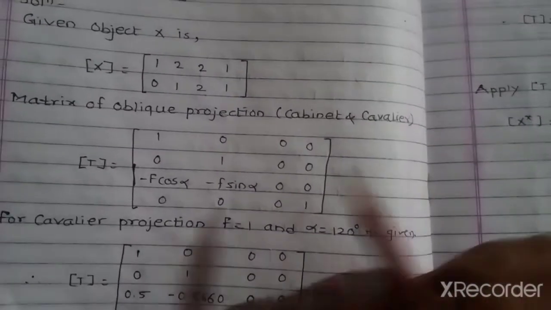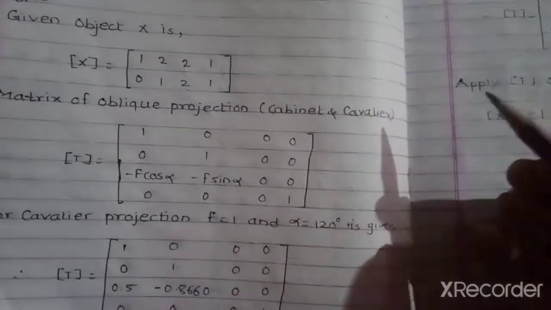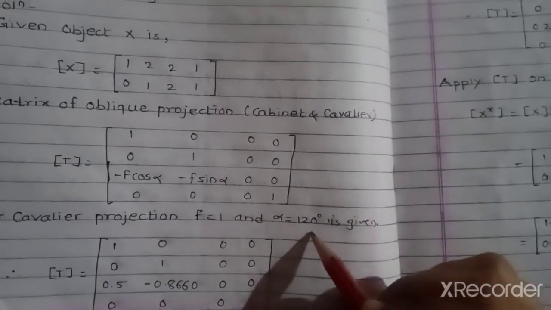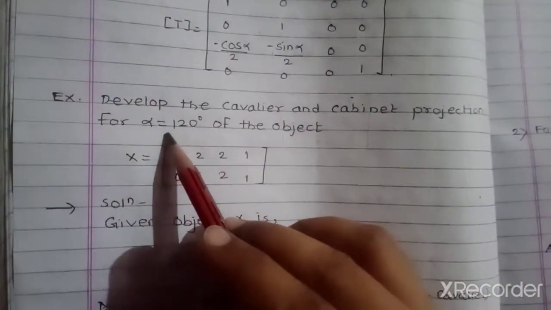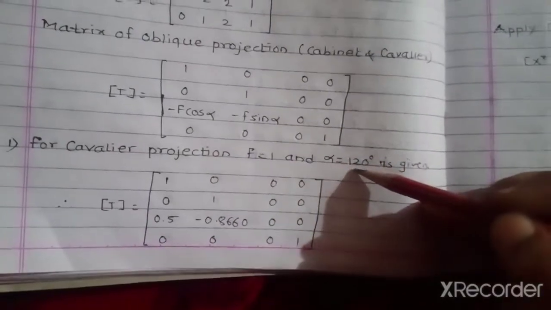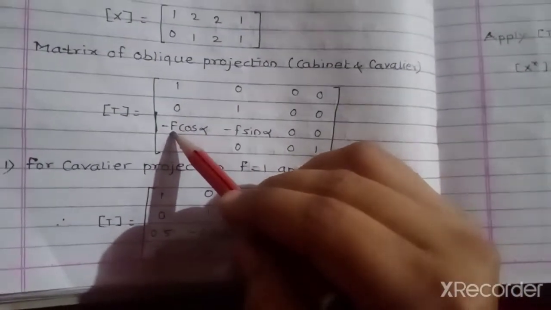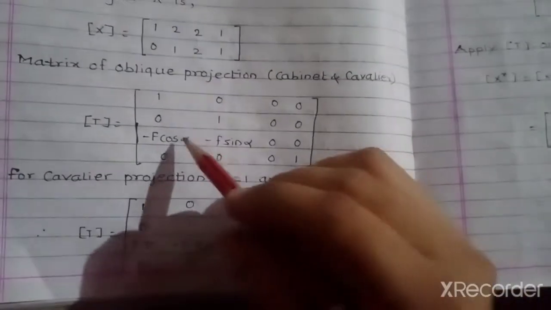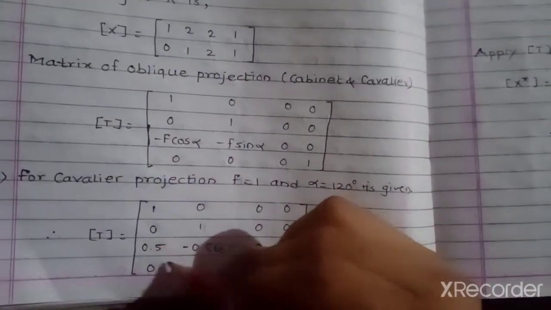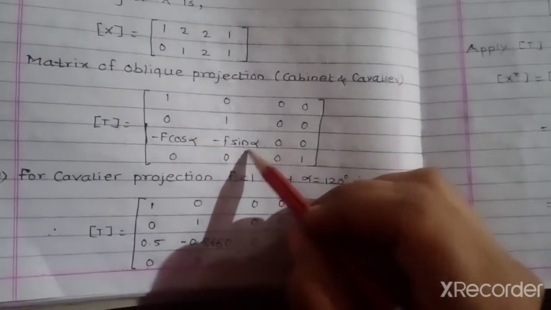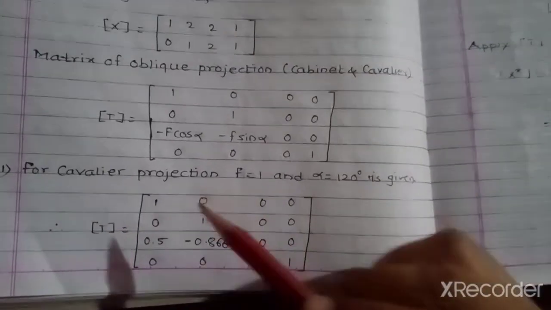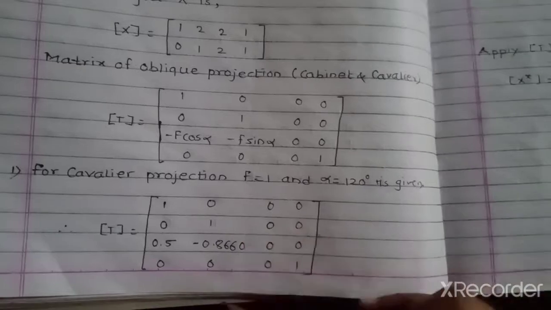We already know that when we obtain the Cavalier projection, we consider the value of f as 1 and alpha equal to 120 degree, which is given in this example. So we put both values here. T is equal to, f is 1 and cos alpha with 120 degree. After simplification we get 0.5. Same thing we do here also, and we get minus 0.8660. Other entries of the matrix remain as they are.